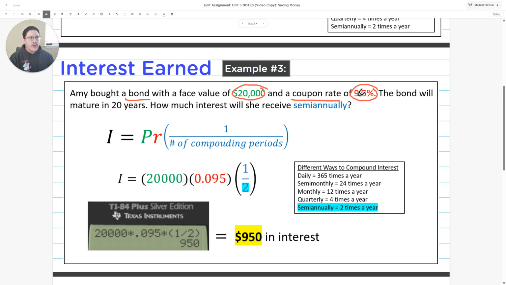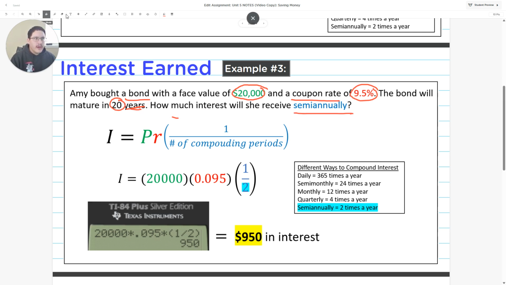What is a coupon rate? Coupon rate is basically what the interest rate is going to be no matter what. That's the amount of interest that that person is going to be receiving, whoever it is that loaned out that money to them. The coupon rate is going to be 9.5% each time they pay their interest. So the bond will mature in 20 years. How much interest will she receive semi-annually?